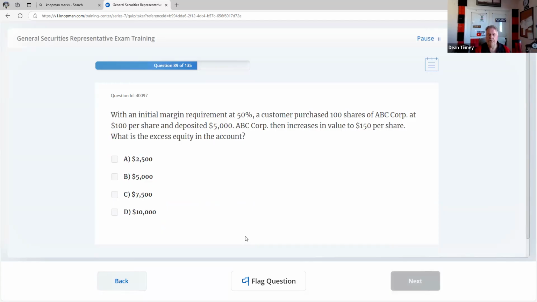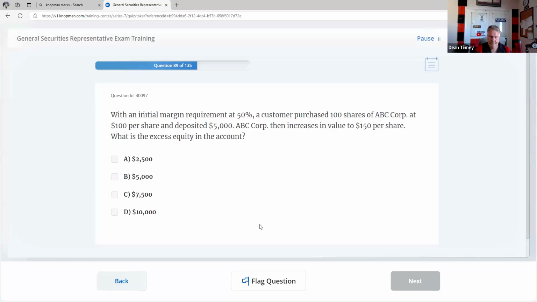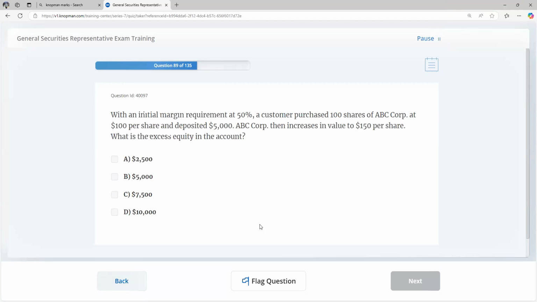With an initial margin requirement of 50%, a customer purchased stock at $100 per share and deposited $5,000. It then increases to 150. What is the excess equity in the account? All right, I'm gonna get my calculator out. Right on.